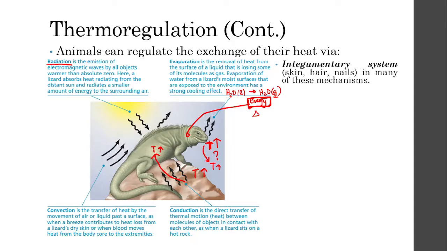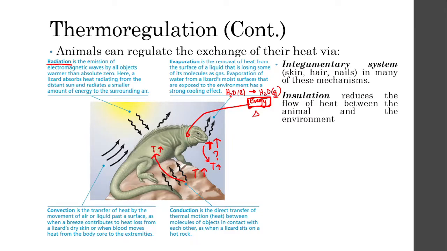A lot of these processes are very much related to our integumentary system. Our integumentary system is basically the organs or the system that consists of our skin, hair, and nails. Our skin, hair, and nails are very important in a lot of these mechanisms: radiation, evaporation, conduction, and convection.